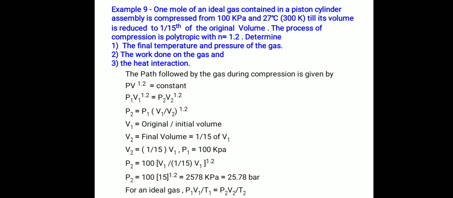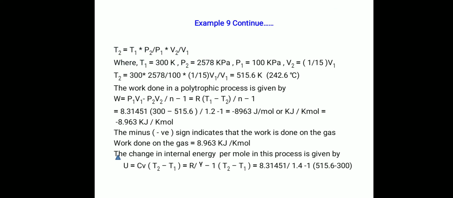That is P1 V1 by T1 is equal to P2 V2 by T2. So put the values and we get T2 as 515.6 Kelvin. So we have calculated the final temperature and pressure values.